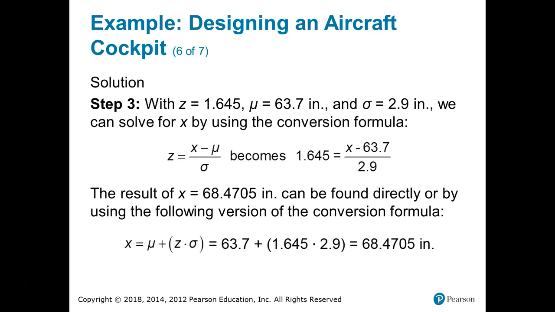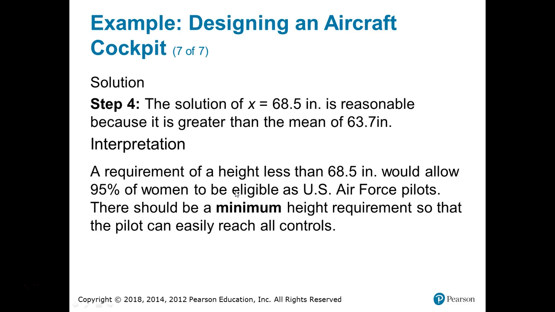And then now reversing the formula, we have z equals x minus mu over sigma. So that z-score is 1.645. We're looking for the corresponding height. Our average is 63.7, and our standard deviation is 2.9. So now the resulting height would be 68.47. So that would be the height requirement.